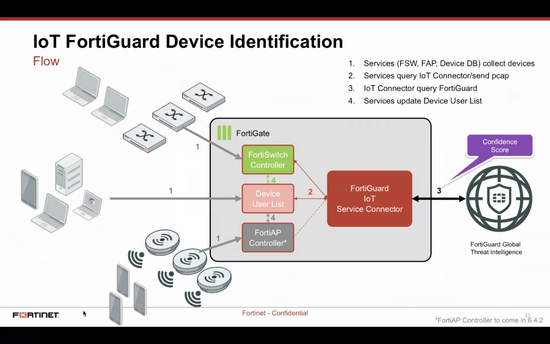Additionally, we also introduce IoT Guard device profiling or identification, for any IoT device that is connected behind your wired or wireless platform, on the FortiGate, as long as you have the IoT subscription. With the help of the IoT subscription, FortiGuard queries this information in FortiGuard's database, where we discover the type of device and profile that device accordingly.